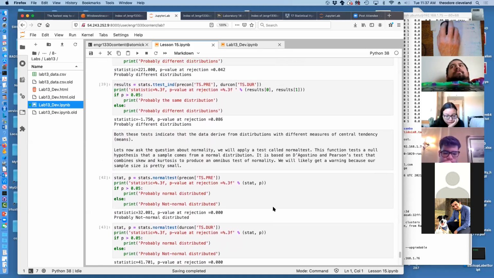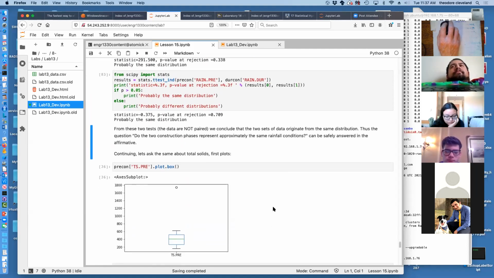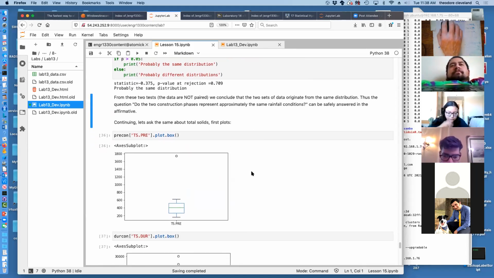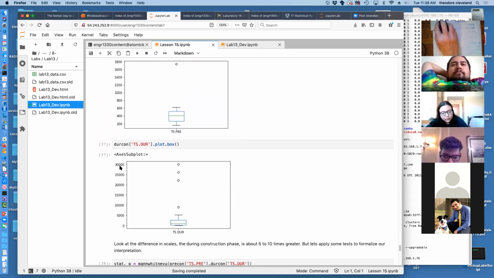I got lost. It happens a lot. We've convinced ourselves the rain is same enough. So now we can test the actual treatment, whether the green pill is better than the blue pill, or the blue pill is better than the red pill. So now we're going to ask the same series of questions about total solids. First, we make the plots. Pre-construction total solids, during construction. Again, we get that huge axis magnitude shift.